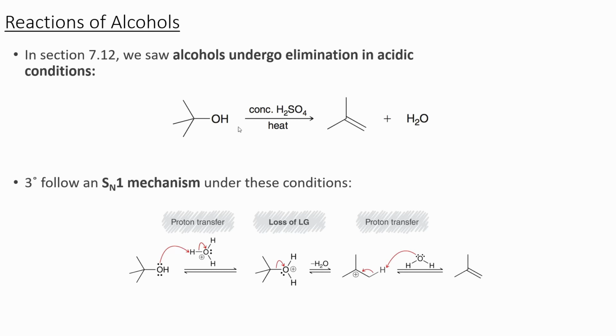A tertiary alcohol can also undergo an elimination reaction in acidic conditions. In the mechanism, we have a proton transfer to form a good leaving group, then we have a carbocation, and then a molecule of water can deprotonate the beta hydrogen to form the alkene. This reaction is a review from chapter 7.